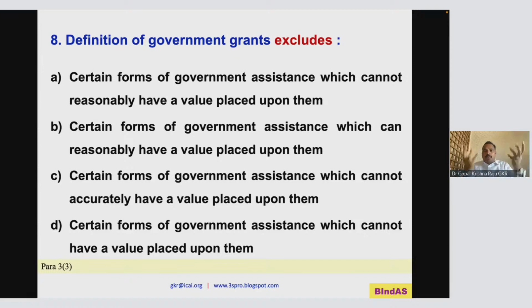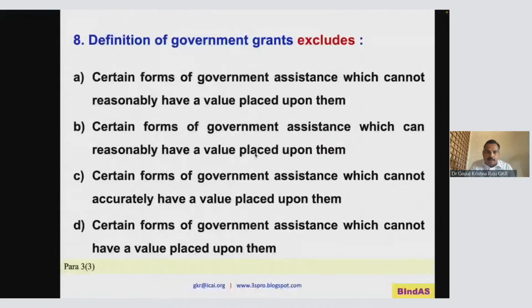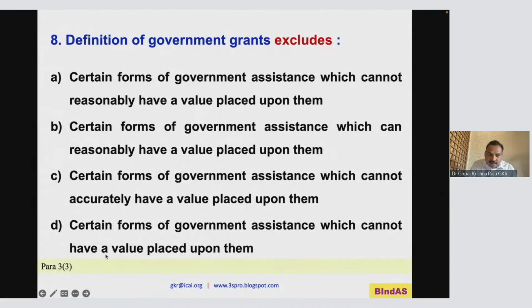It will have a future benefit. It is transferable. It is identifiable. All these terminologies cannot be applied here. So therefore, it is a government right, exclusively for them for that period, 3 years, 5 years. It is only for their upliftment. So certain forms of government rights cannot be reasonably valued. There is no word like accurate; there is only the word reasonably have a value. So which cannot have a value placed upon them. So reasonably is your answer.